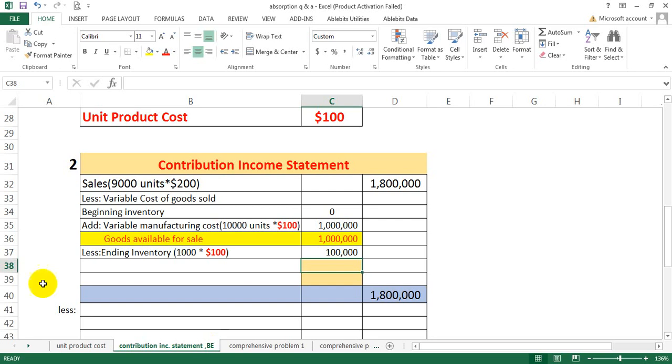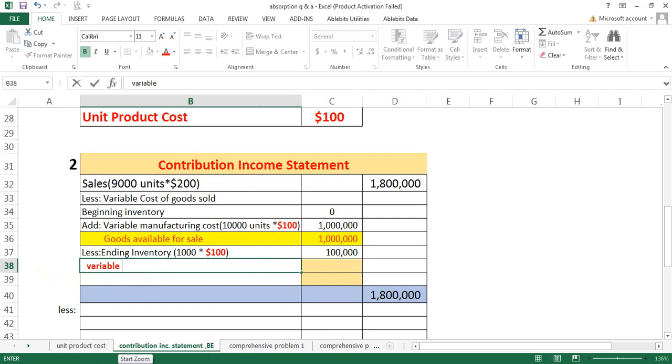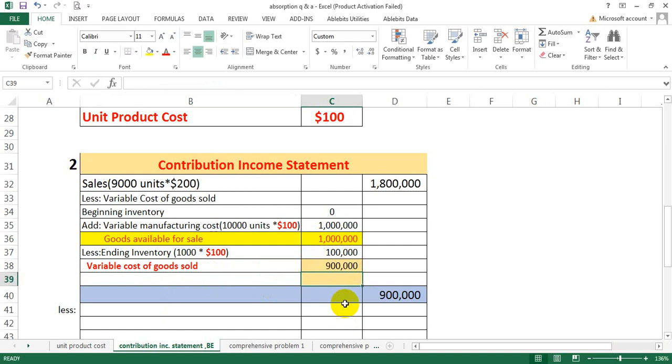So what is my variable cost of goods sold? My first value is variable cost of goods sold, right? What is my variable cost of goods sold? Goods available for sale minus ending inventory. This is my variable cost of goods sold, right? So we have found the one value. I can say here this is my A. First, I calculate the variable cost of goods sold, right?